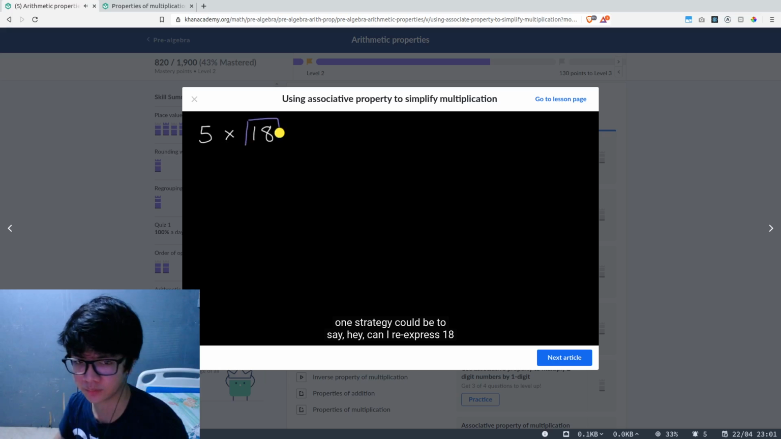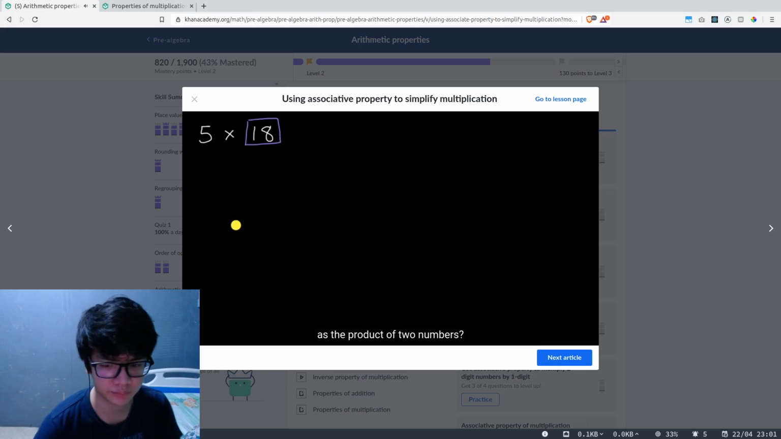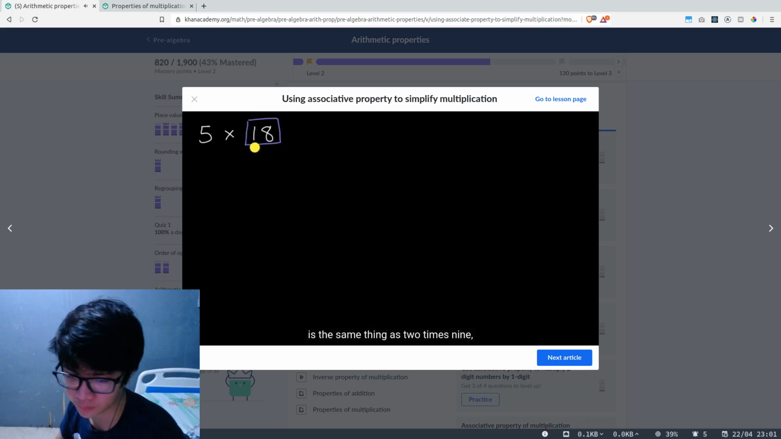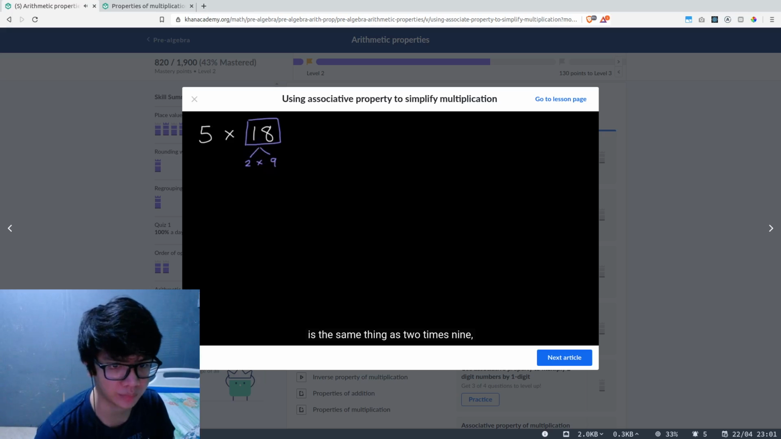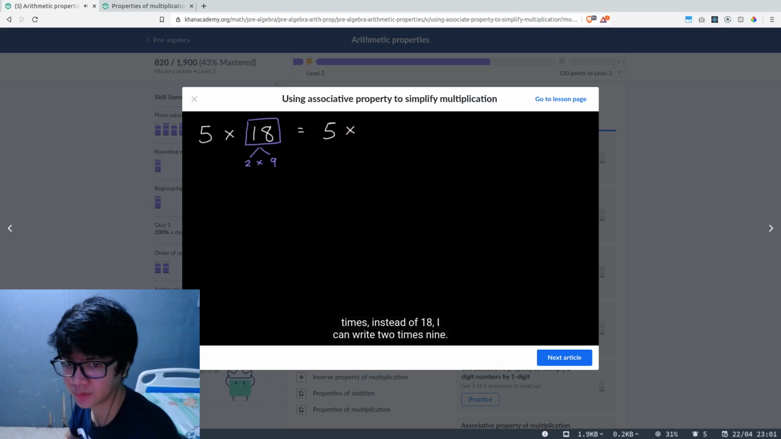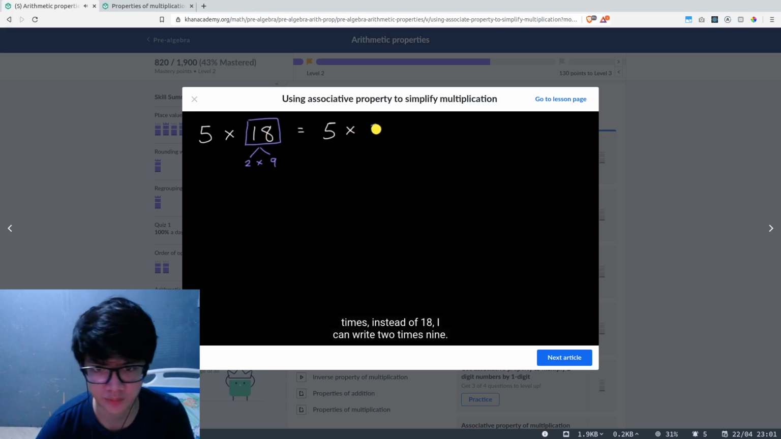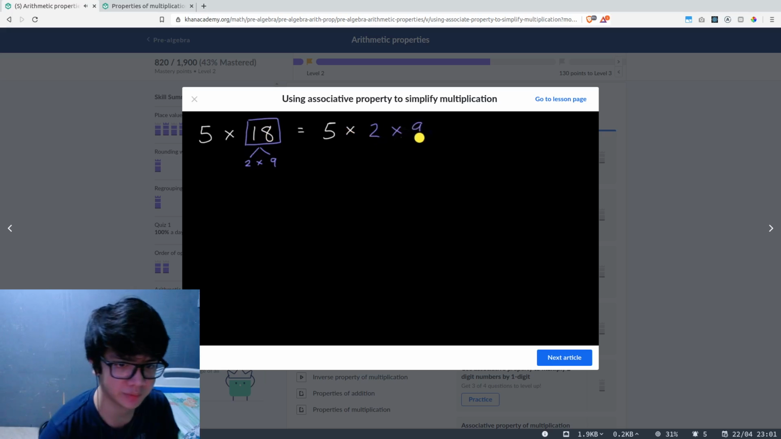All right, so if we're trying to tackle 5 times 18, one strategy could be to say, hey, can I re-express 18 as the product of 2 numbers? And the one that jumps out at me is that 18 is the same thing as 2 times 9. And so I could rewrite 5 times 18. This is the same thing as 5 times, instead of 18, I could write 2 times 9.